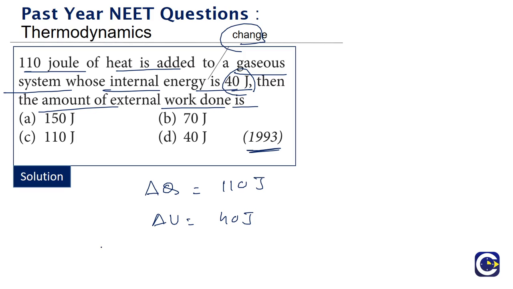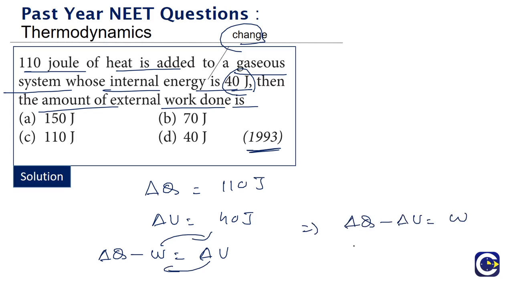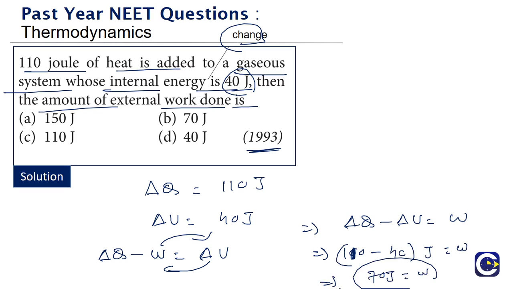So if you look at the first law of thermodynamics, it is what? Delta Q minus W is equal to delta U. So here we rearrange, means what we will get? Delta Q minus delta U is equal to W. So delta Q is what? 110. Delta U is what? 40. Both are in joules. So what is it? 110 minus 40 means it will be 70 joules. That is what is the work done. So the external work done by the system is what? 70 joules.